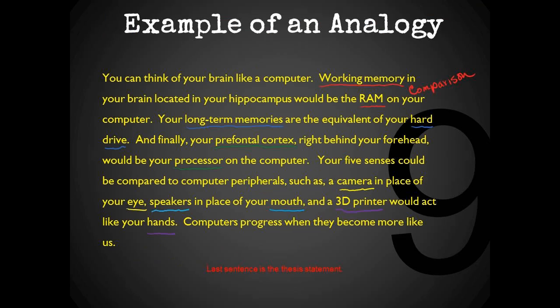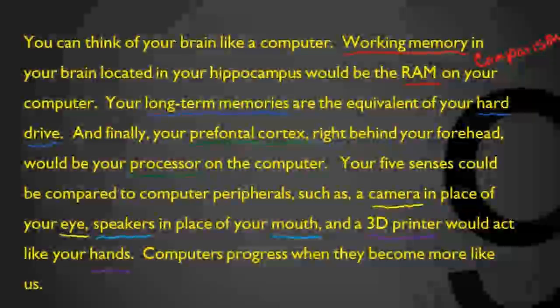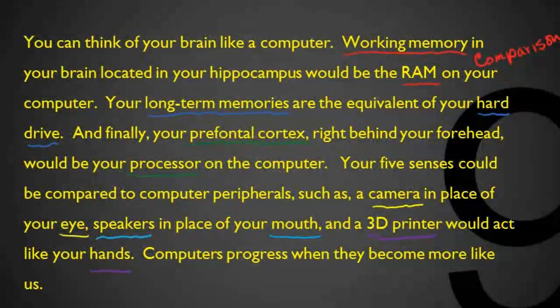So here's an example of analogy. You can think of your brain like a computer. Working memory in your brain located in your hippocampus would be the RAM on your computer. Your long-term memories are the equivalent of your hard drive. And finally, your prefrontal cortex, right behind your forehead, would be your processor on the computer. Your 5 senses could be compared to a computer peripheral, such as a camera in place of your eye, speakers in place of your mouth, and a 3D printer would act like your hands.